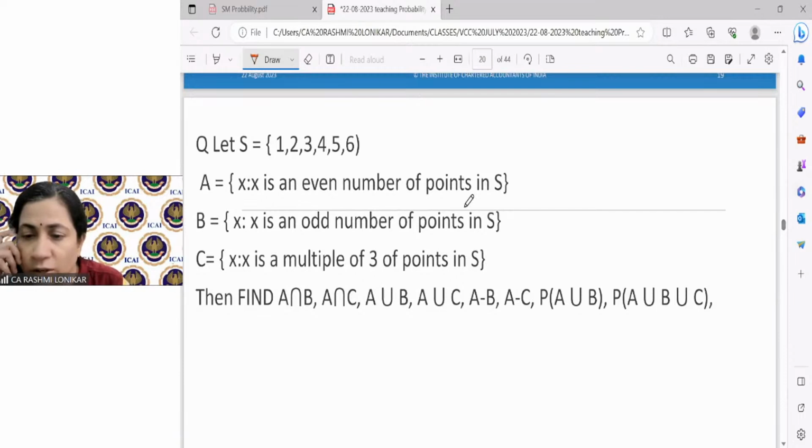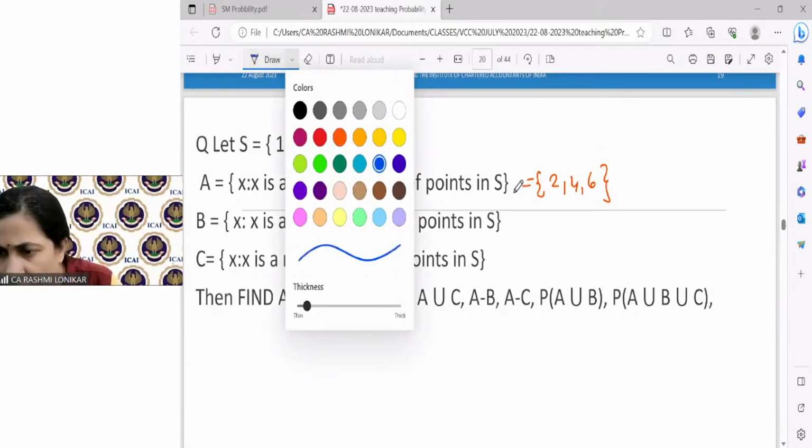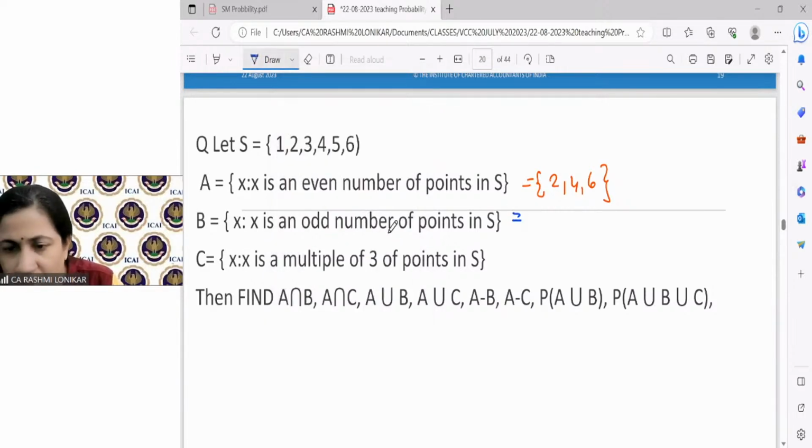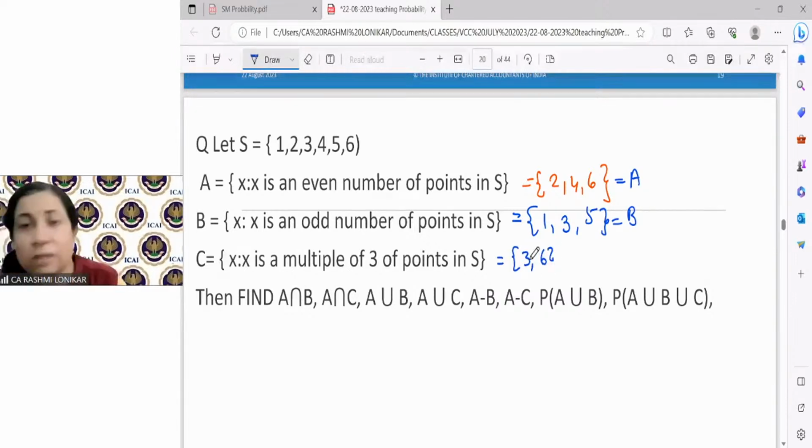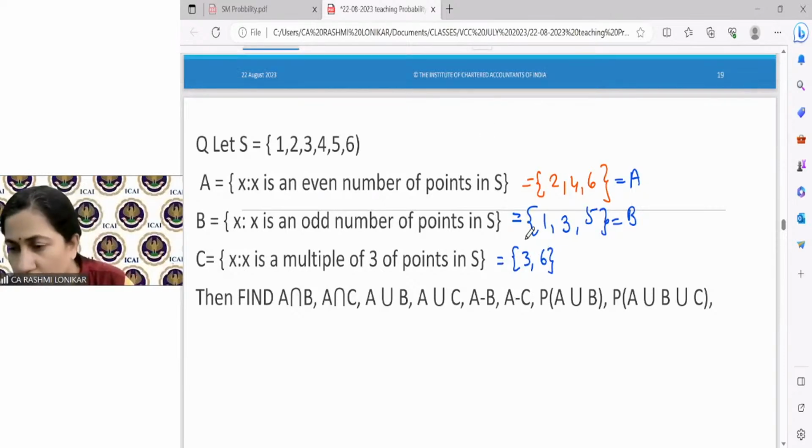If S is equal to 1, 2, 3, 4, 5, 6, say X is such that X is an even number of points in S. So what will this be? This will be 2, 4, 6, correct? Then X is such that X is an odd number. So this is my A. What will be my B? 1, 3, 5. So this is my B. C is a multiple of 3 of points in S. So what will it be? It will be 3 and 6, right? Multiple of 3 will be 3 and 6. We only have to choose from here.